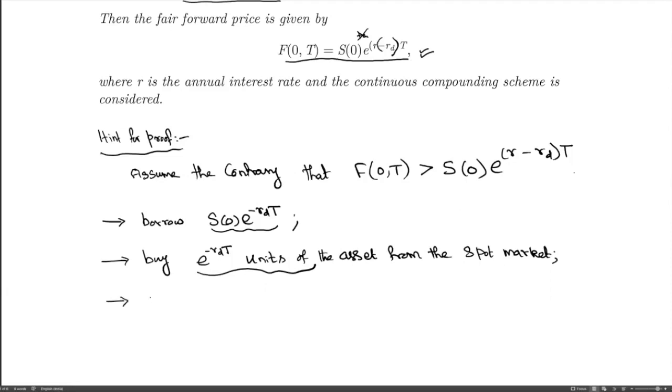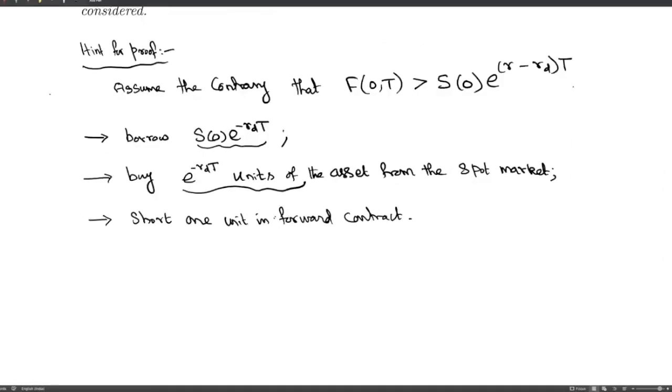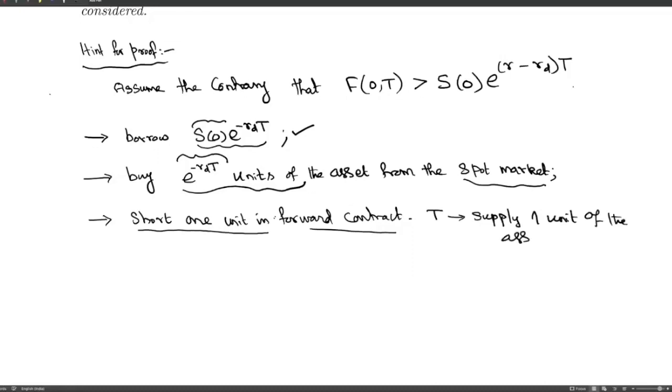And then you also issue a short forward contract of 1 unit. So now you have borrowed only this much money, not the full money, and you bought only this part of the underlying asset in the spot market. But you shorted 1 full unit in the forward contract. So on the expiry, that is at time T, you have to supply 1 unit of the asset, right? So before this time T, you have to somehow buy the remaining unit from the spot market. How will you do that? Well, you will get the dividend.